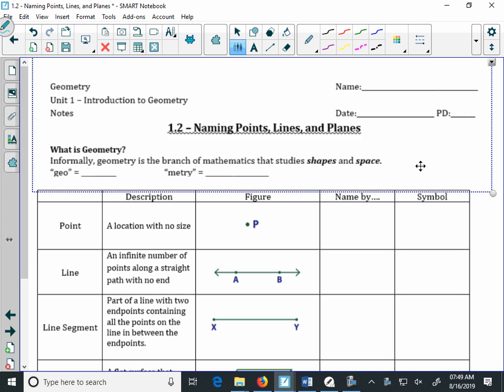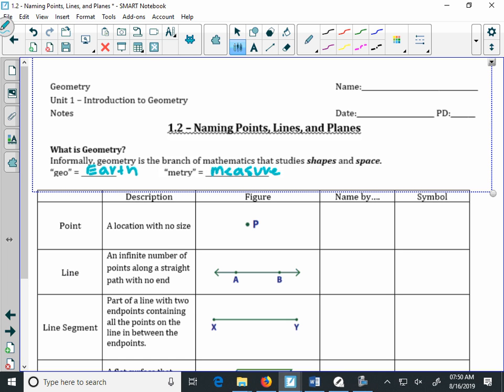To break down the word geometry, what is geo? What do you think geo means? Can you break that down? What does geo generally involve? Earth. That's exactly what it means when you break down the word geo. It means Earth. What do you think metry means? Good. Metry means measure. So geometry, when you break down that word, means measurement on the Earth.